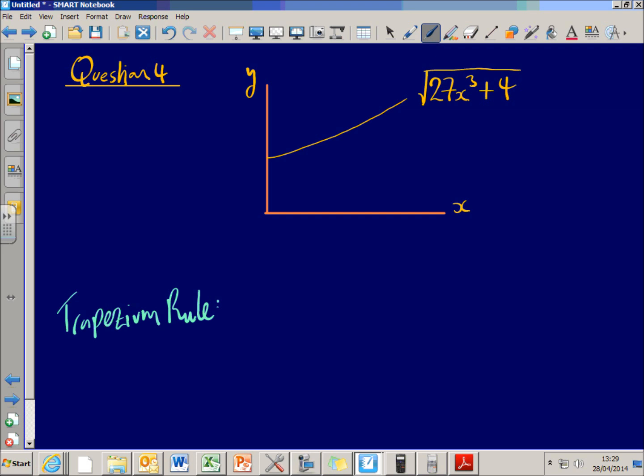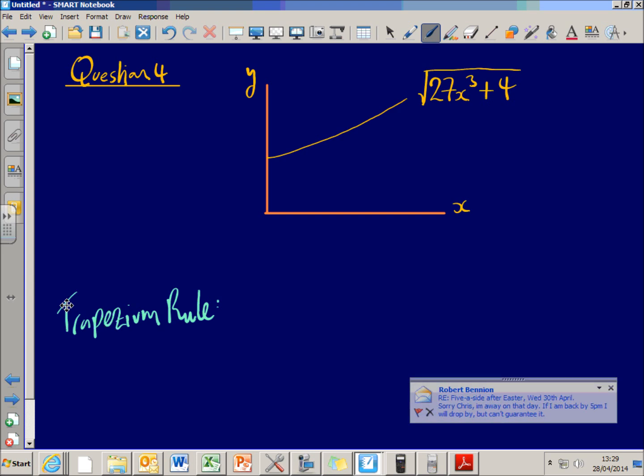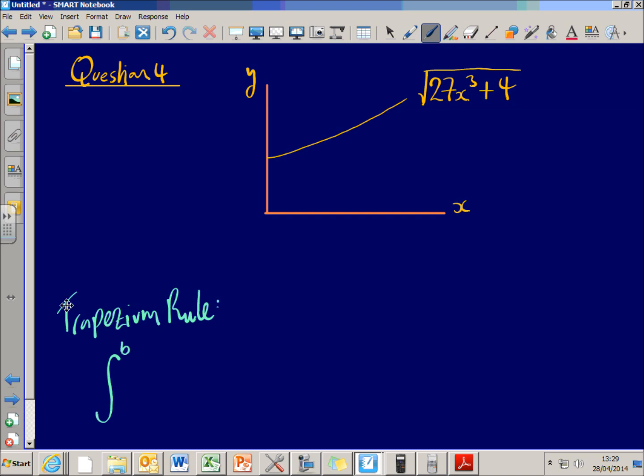Yeah, I've got a graph here. What does your trapezium rule tell you? It tells you the area under this curve here. Okay, so there's another way we can find the area under a curve, and that's to integrate. What the trapezium rule is saying is, if I integrate this curve between some point B and A, the trapezium rule will tell me what it's approximately equal to.